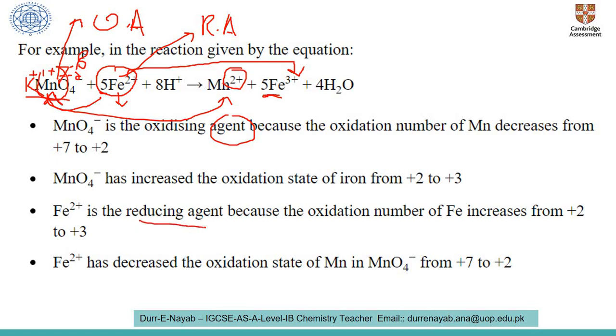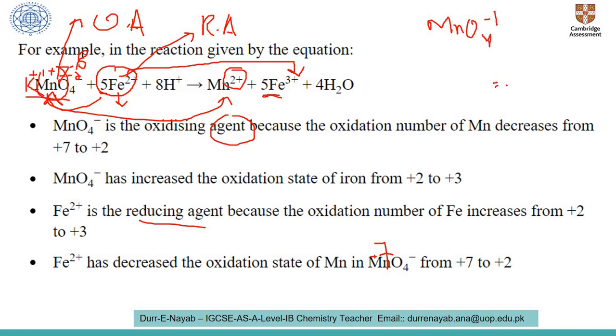So iron +2 is what? It is a reducing agent because the oxidation number of iron increases from +2 to +3, whereas iron +2 has decreased the oxidation state of manganese. Here it was +7, and it changes to what? It changes to +2.